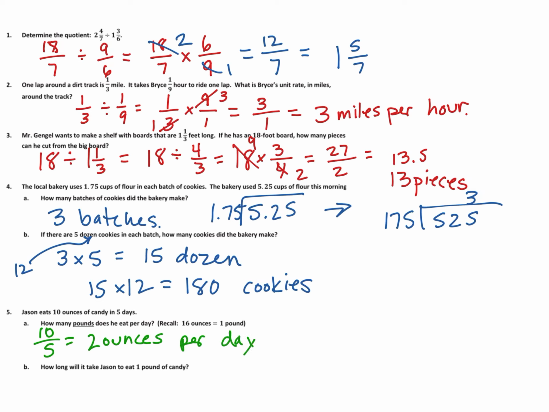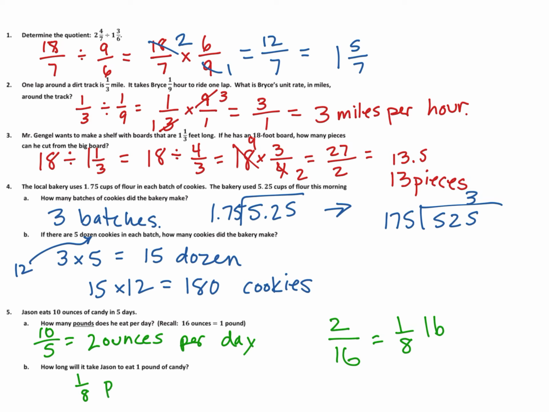Then we need to figure out how much that is out of a pound. So we're going to convert it to pounds. Take the 2 and divide it by 16, and that'll tell us that he eats 1/8 of a pound of candy per day. B. How long will it take Jason to eat 1 pound of candy?